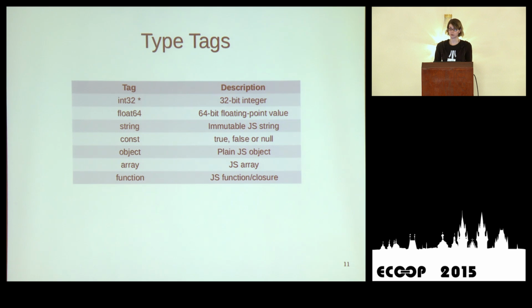The type tags that we're working with in Higgs are int32, which is a 32-bit integer, float64, which is a double precision floating point value, string, constant, object, which is a plain JavaScript object, array, function. Some of you might note that I put int32 on there, and JavaScript actually has all of the numbers as double precision floating point values, but pretty much every mainstream JavaScript engine tries to use integers when possible to make things perform better, and we've made the same choice in Higgs. So we have a distinction between int32 and float64.